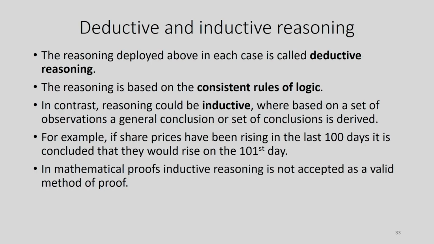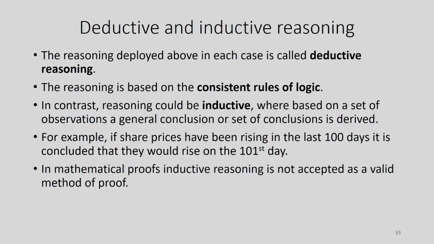If share prices have been rising in the last 100 days, it is concluded that they would rise on the 101st day. So, this is what is known as inductive reasoning. So, you have seen something happening for a long time and then you deduce that in the next turn of the event also the same thing will happen. But this sort of inductive reasoning is used a lot in empirical sciences, in empirics, but these are not considered to be foolproof proofs in mathematics.